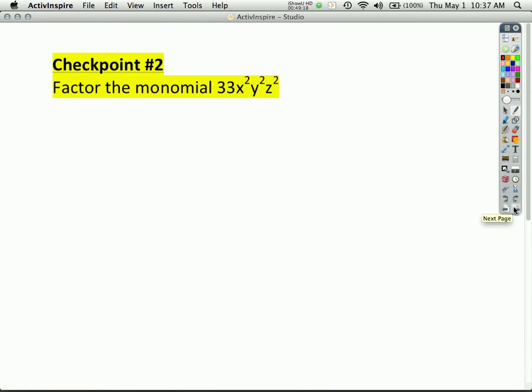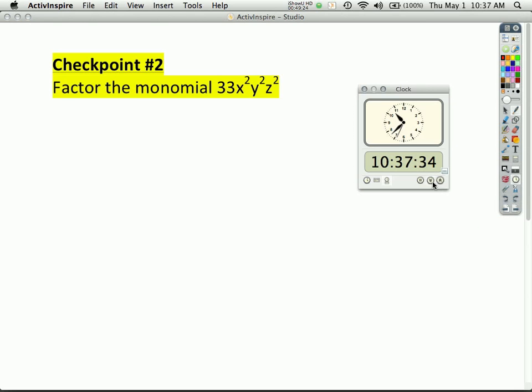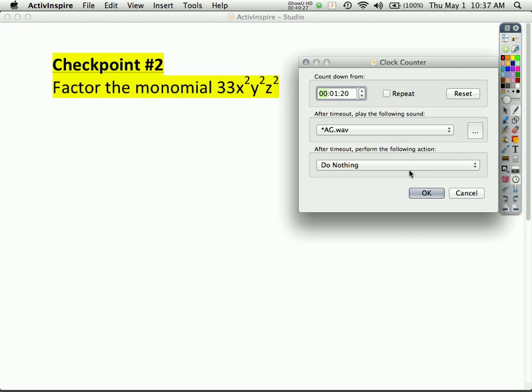You may do this by making a tree or do it without a tree. Either way, it is up to you. The goal is the same. You've got a minute and a half.